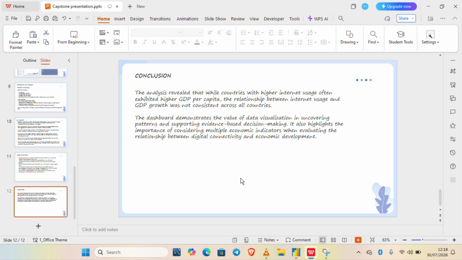So internet usage alone does not explain GDP growth, as economic performance is influenced by other factors. And since the period of time being analyzed doesn't contain those other factors, we come to the conclusion that internet usage is not enough.